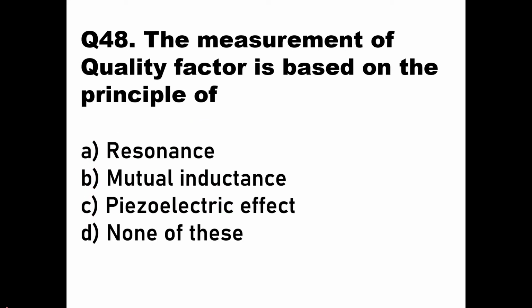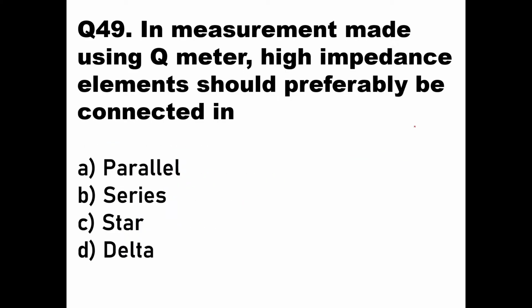The measurement of quality factor is based on the principle of what? If you see, quality factor Q is given as resonant frequency upon bandwidth. That means when resonant frequency is there, you are dealing with resonance. So here option A will be the correct answer. The measurement of quality factor is based on the principle of resonance. Then we'll go to the next question.